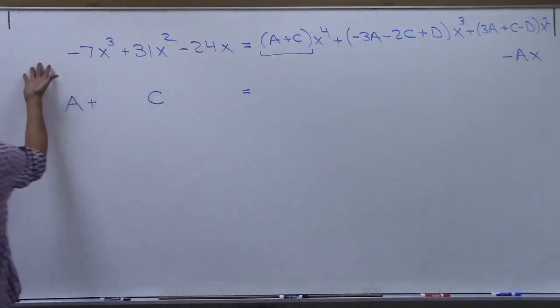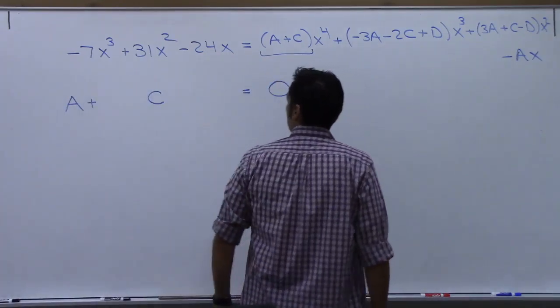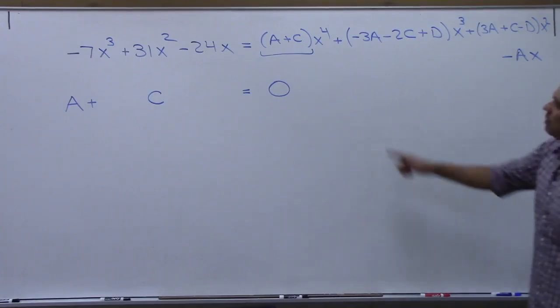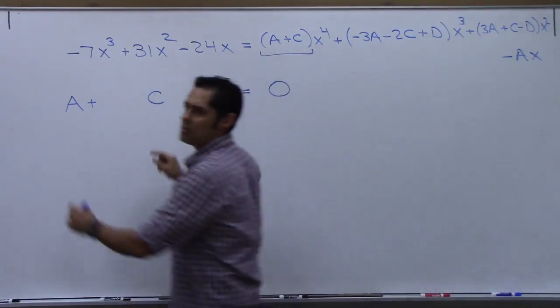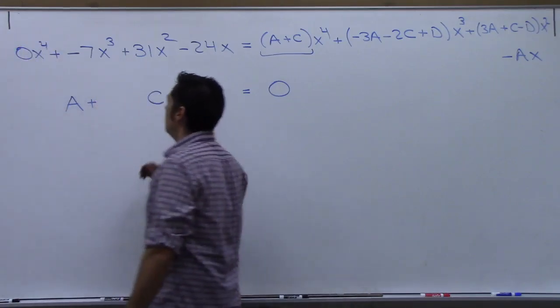What's your x to the fourth over here? 0, right? Because there is no x to the fourth here, so I look at it as 0x to the fourth. So a plus c equals 0.